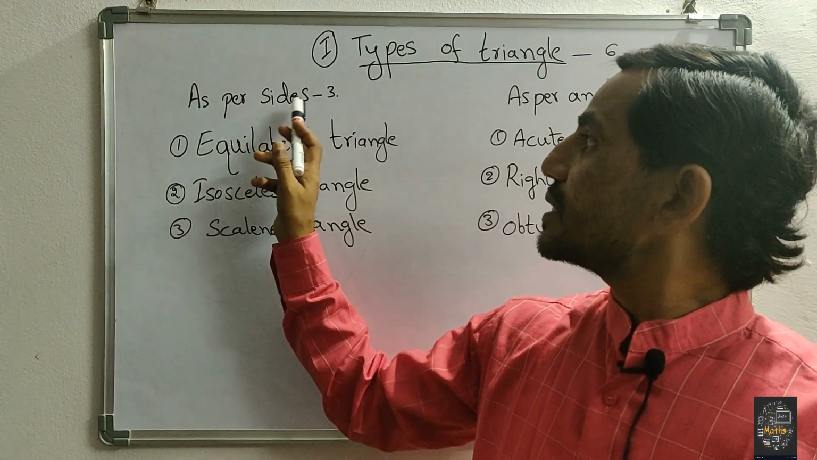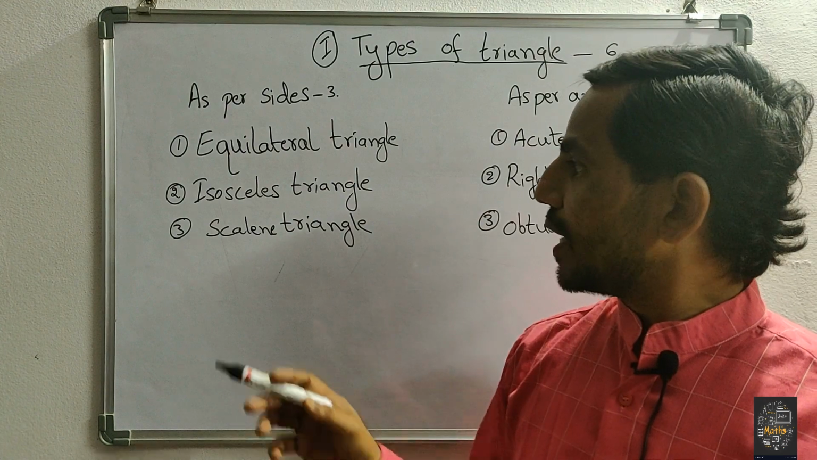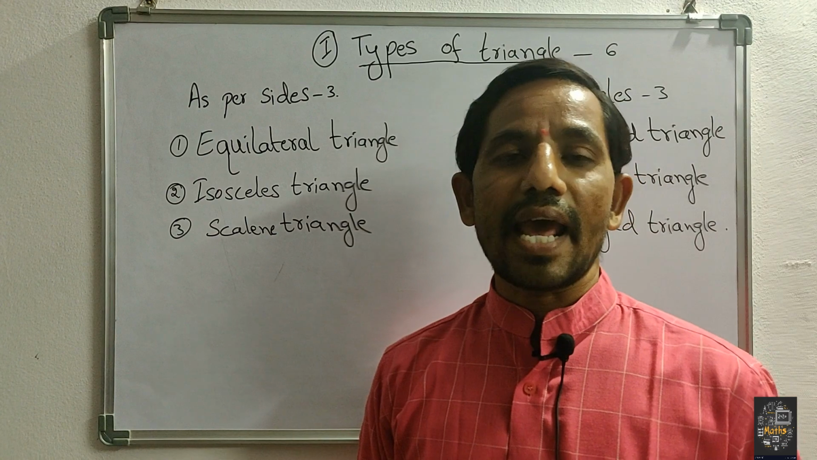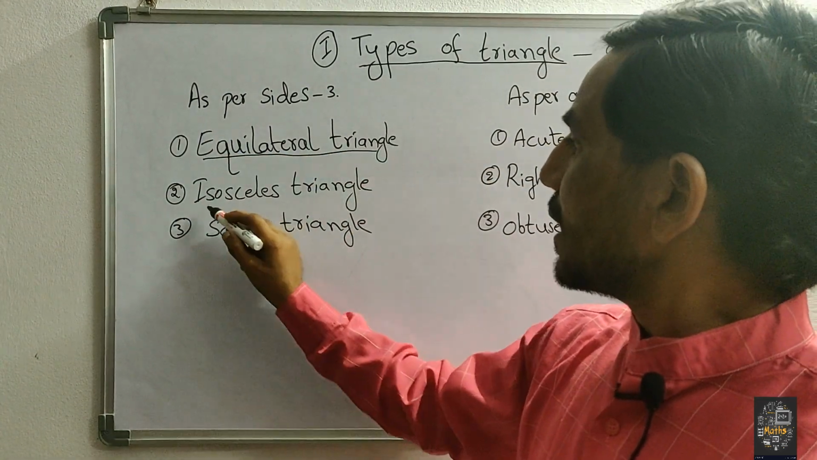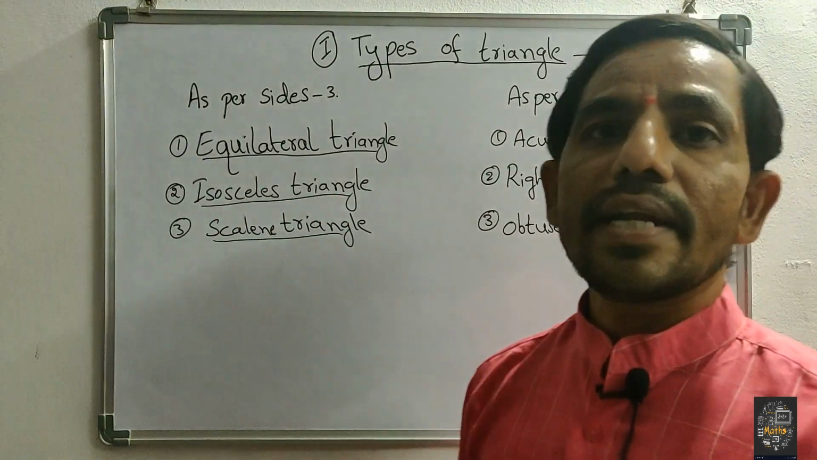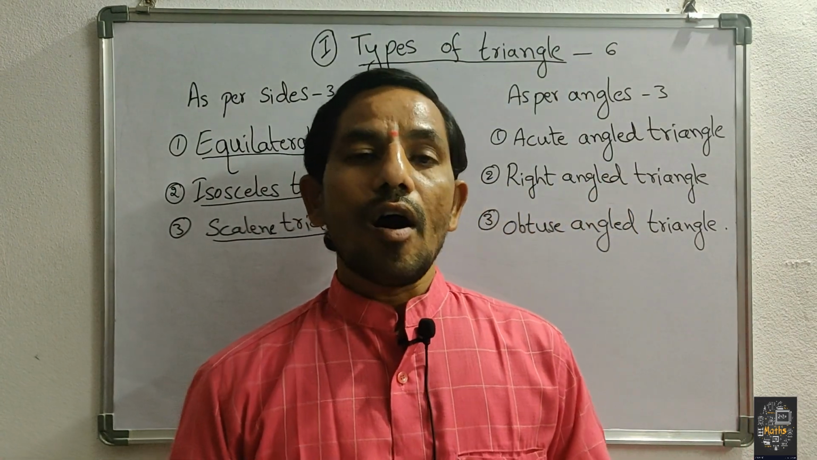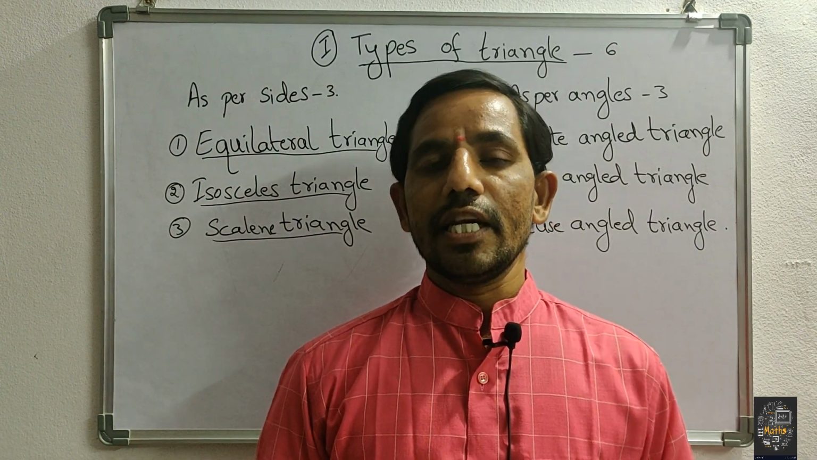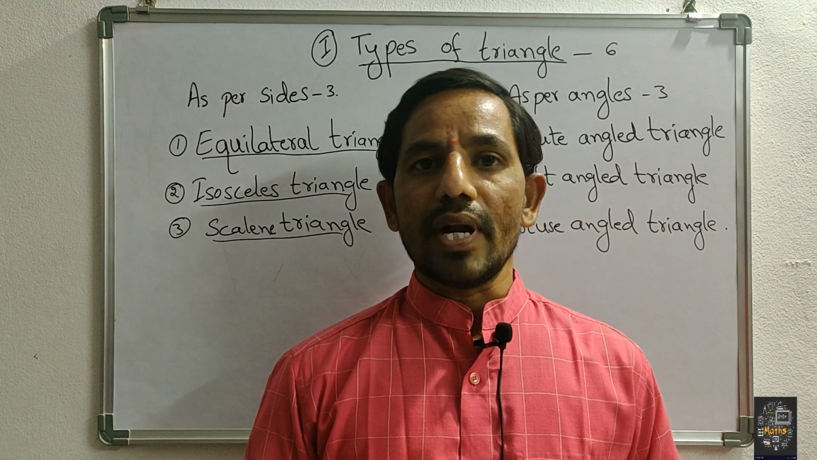Here, as per sides, 3 are there. First one is equilateral triangle, second one is isosceles triangle, and third one is scalene triangle. Equilateral triangle means the triangle in which all sides are equal, that is an equilateral triangle.